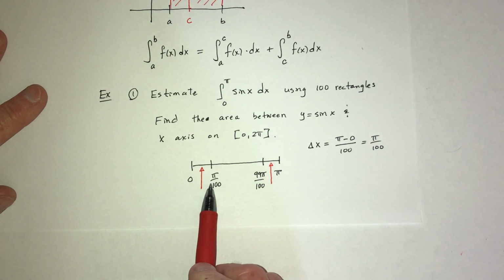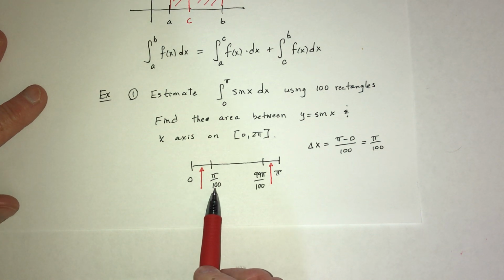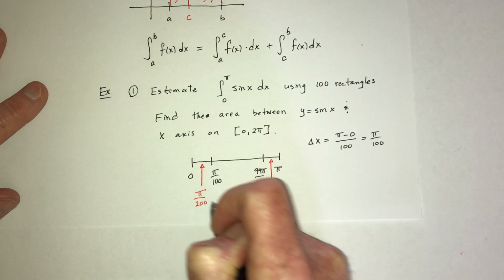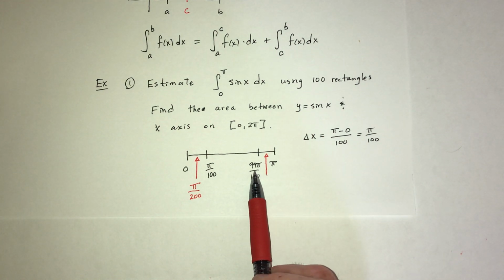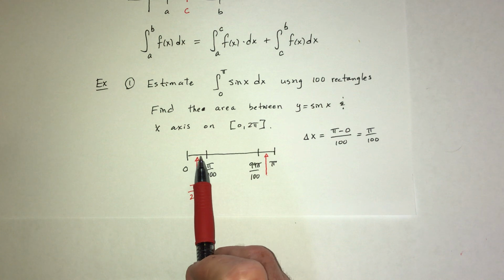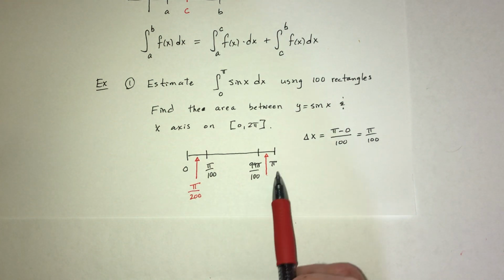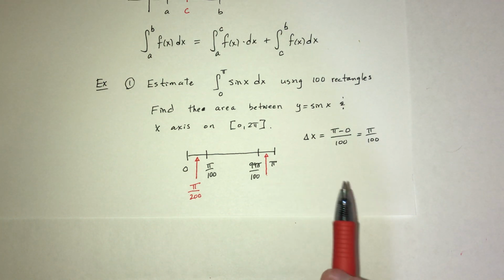So in the middle of these two would mean that you add them together and then divide by 2. So that means that you actually just cut this in half, which is going to be pi over 200. Then to find this midpoint, you could add those two and divide by 2. Or you could say the length in here between this tick mark and that middle point is a length of pi over 200. So I could take pi and then subtract pi over 200.